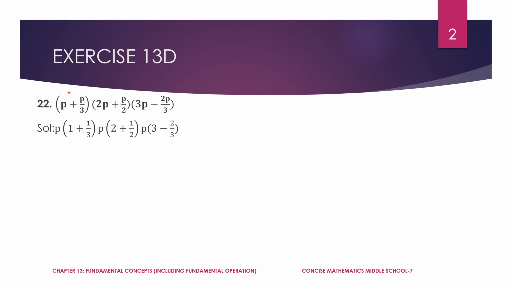From this expression I have taken p outside, just kept it as a common factor. In place of p I am placing 1, because p into 1 is p, right? So even here if I take out p common, that is 1 by 3, right? Even here p is common, so take this p outside, then it will be 2 plus 1 by 2. Even here I am taking p as common. If you place p outside, then it will be 3 minus 2 by 3.